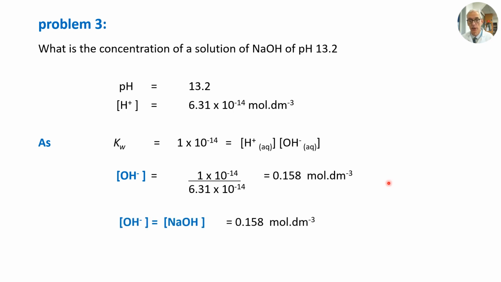Well, because sodium hydroxide is monobasic, the concentration of hydroxide ions equals the concentration of sodium hydroxide. It's a strong alkali. So therefore my concentration of sodium hydroxide is the same as the concentration of hydroxide ions, 0.158 moles per decimeter cubed.